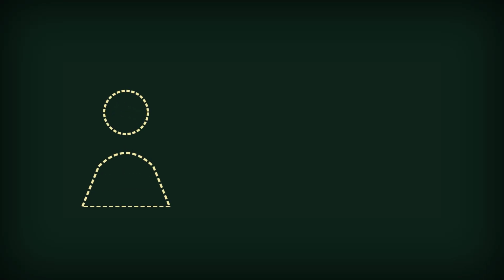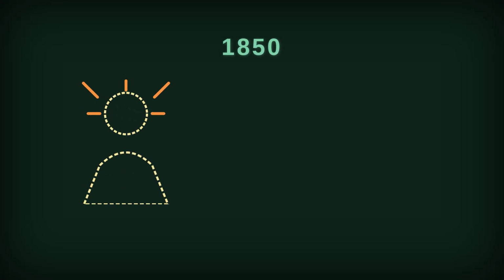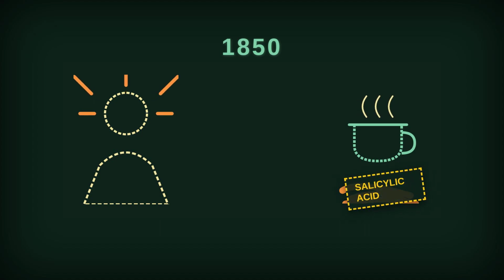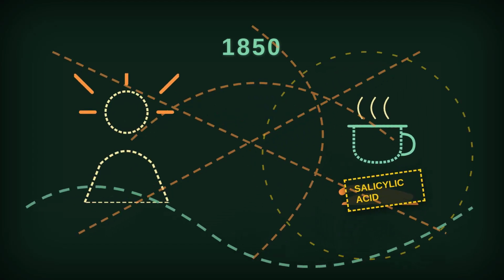Imagine you're suffering from a splitting headache in the year 1850. Your best remedy is a bitter, stomach-churning tea made from willow bark. We knew the active ingredient was salicylic acid, but extracting it from plants was slow, expensive, and frankly, messy.